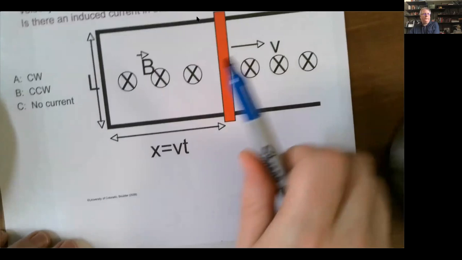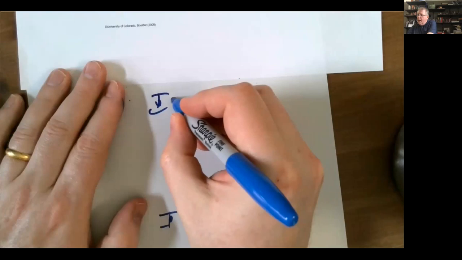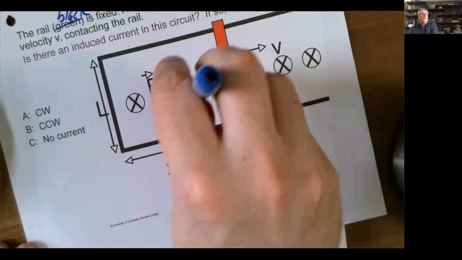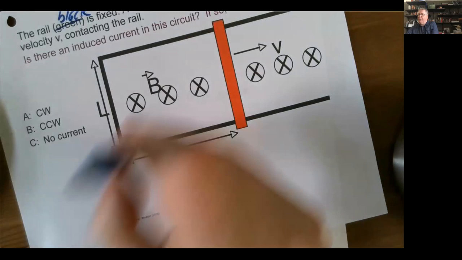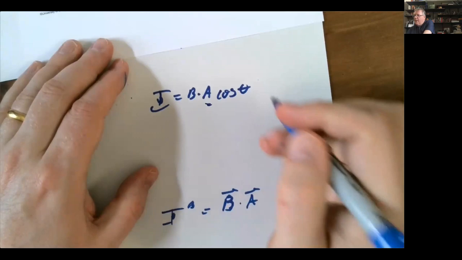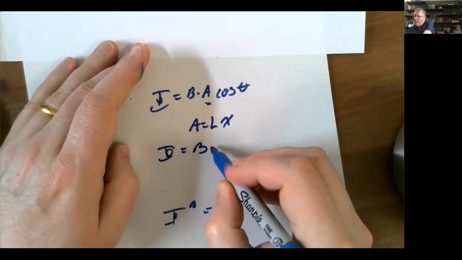Now the specifics of this: this is an example that's used all the time because it's one where we can easily compute what the flux is. The flux is equal to B times A times cosine theta. But in this case, the area of the surface and the B field are in the same direction, so there's no angle, or they're 180 degrees. The only thing changing here is the area, which is L times X. So the flux is B times LX times cosine theta, which is just one.